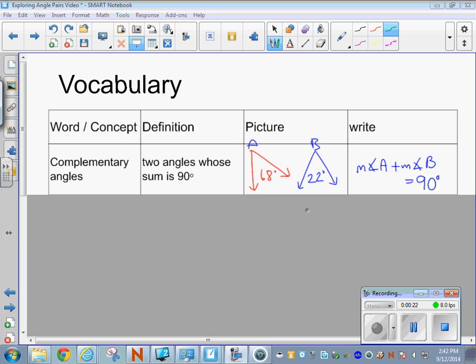A good place to start is our vocabulary. Complementary angles: two angles whose sum is 90 degrees, meaning they add together. Take a look. I've got a green or red and blue angle there. 68 plus 22 is 90 degrees. Here's the formula. If I told you two angles were complementary, you automatically should write this equation down: the measure of angle A plus the measure of angle B is equal to 90. And then you just put in the information you know and solve for the unknown.